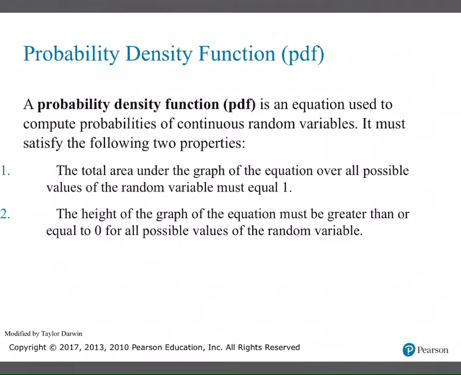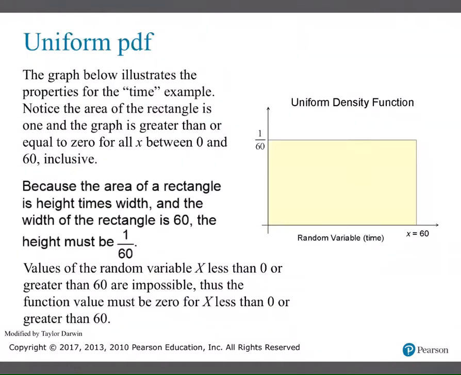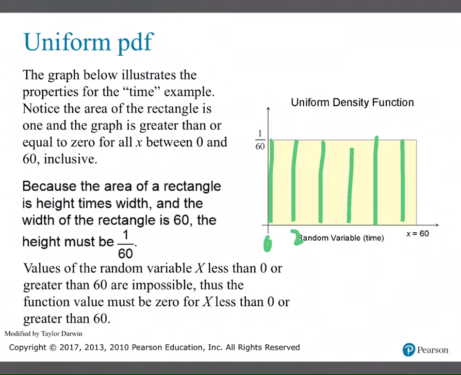Probability density function, abbreviated as PDF, is an equation used to compute probabilities of continuous random variables. It must satisfy 2 properties. The area has to equal 1, and the height must be greater than or equal to 0 for all the possible values. So this is what it looks like. It's basically saying that anywhere from where x is 0 to x is 60, there's an equally likely chance, right? Maybe 0, maybe 2, 10, 20, 30, they all have the same likelihood of getting chosen.